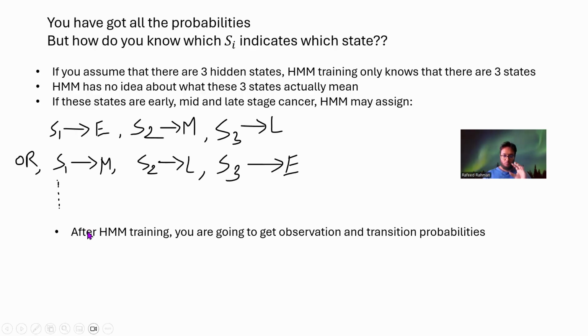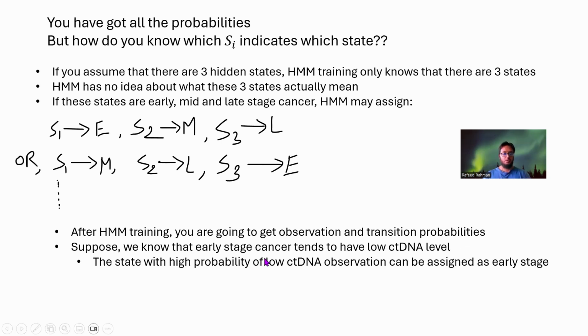The way we can do this is, after HMM training, you are obviously going to get the observation and transition probabilities, because that was the goal. You will get A and B. Suppose, for the example I'm talking about, we know that early stage cancer tends to have a low tumor level or low ctDNA level. This is prior knowledge. So if we see some state with a high probability of low ctDNA observation, we can assign that as early stage. Fine, done.